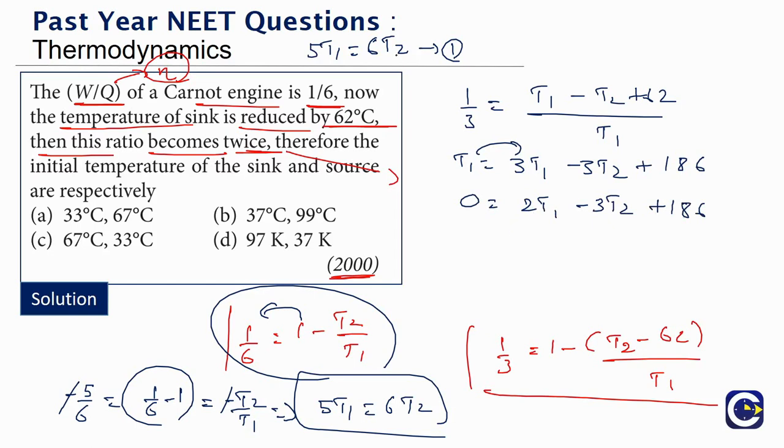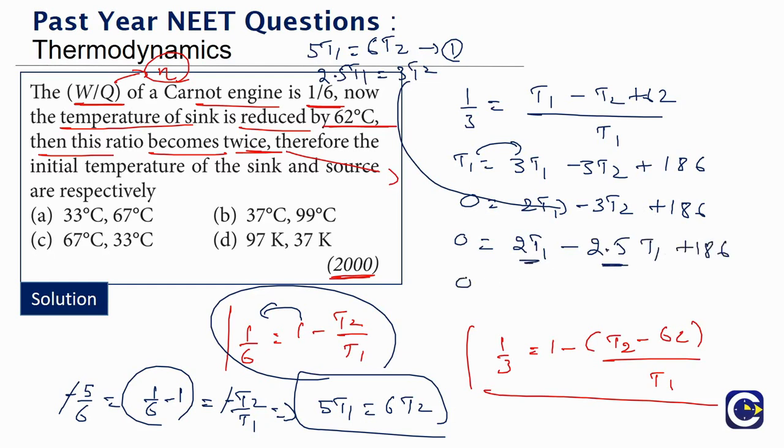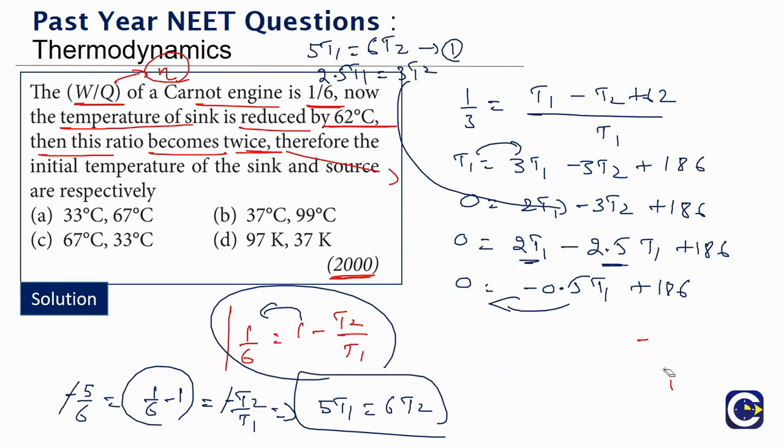From equation 1, 5T1 is equal to 6T2. Divide both sides by 2, we get 2.5 T1 is equal to 3T2. Now substitute, because we have 3T2 here. 0 is equal to 2T1 minus, in place of 3T2, we substitute 2.5 T1. What is 2T1 minus 2.5 T1? Minus 0.5 into T1. We bring it to the left side, the minus becomes plus. So 0.5 into T1 is equal to 186.